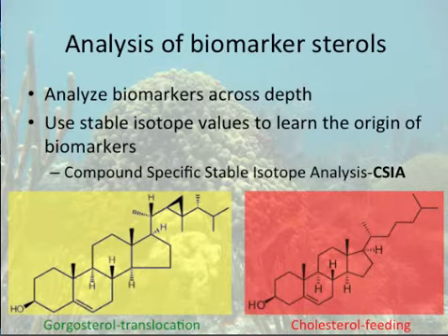So with these samples that came from shallow reefs and mesophotic reefs in the Cayman Islands, I looked at an analysis of biomarker sterols. And the two sterols that I looked at were gorgosterol, which is that sterol that is a biomarker for translocation from the symbionts, as well as cholesterol, which is a biomarker for feeding.